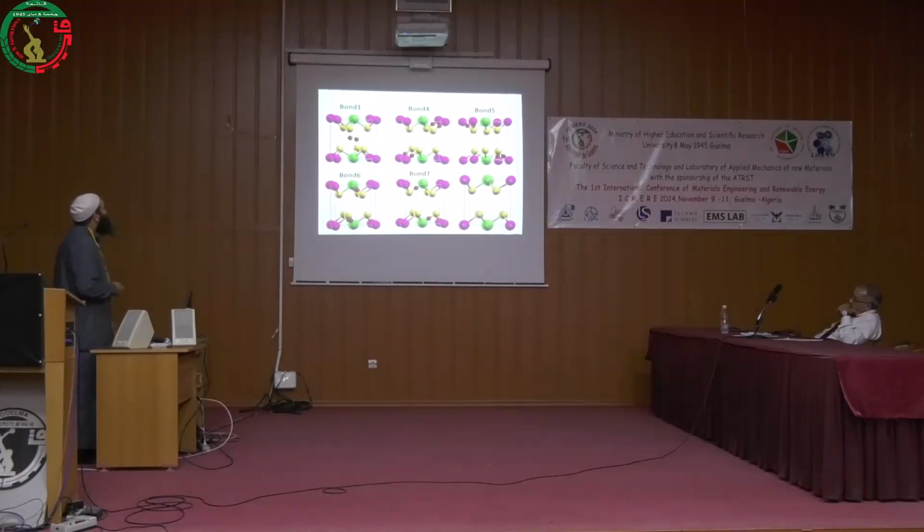One of the beauties of topology analysis is that we can see the position of different bonds. By performing topology analysis, we can see all the bonds that exist in a material. So bond one is between selenium atoms, and bond four is between selenium and titanium, and so on. These are the different bonds that exist in this class of materials.